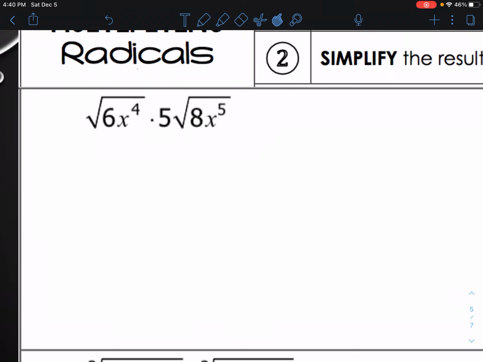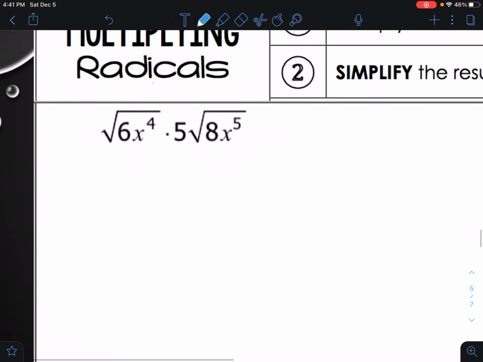So this is 5 times. All right, so now I got 6 times 8 is 48. And then x to the 4th times x to the 5th is x to the 9th. Okay, and now we're going to break apart this radical.